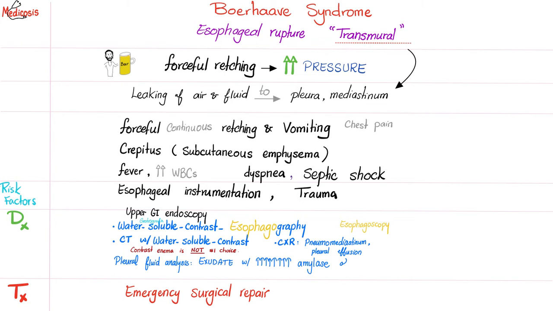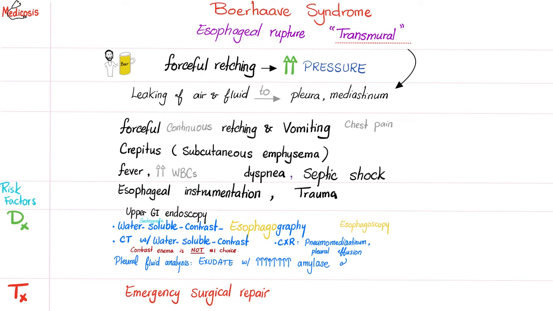How can I confirm the diagnosis? Use upper GI endoscopy, but do not use the ordinary contrast. Instead, use water-soluble contrast. What's wrong with the non-water-soluble contrast? The non-water-soluble contrast is very toxic. Do you want a toxic substance to leave the esophagus and go to the pleura and mediastinum? Heck no! Therefore, use something water-soluble so that if it leaked, because the patient has a ruptured esophagus, it is not the end of the world.